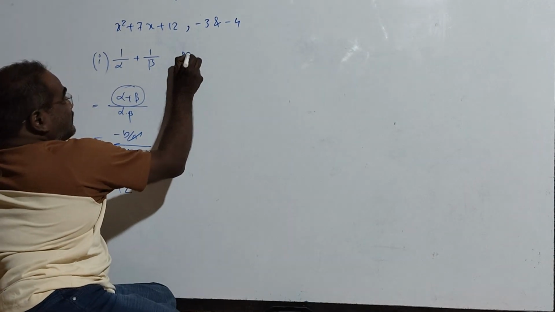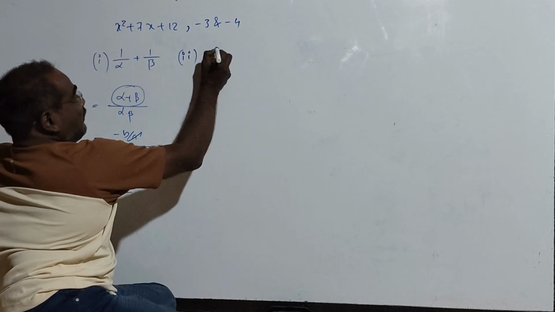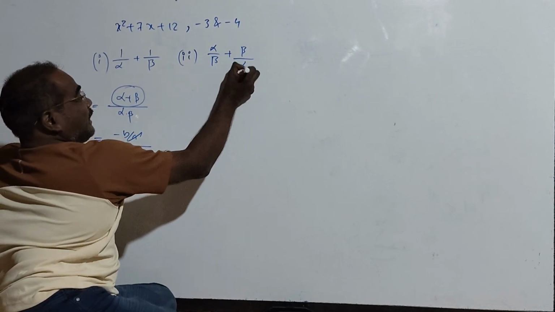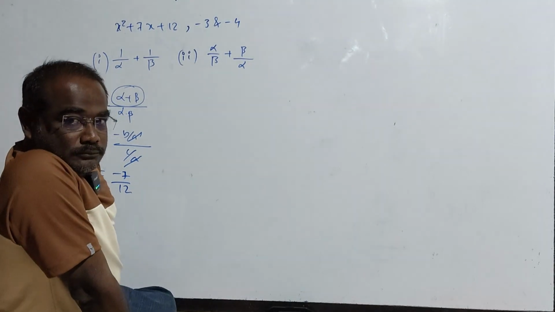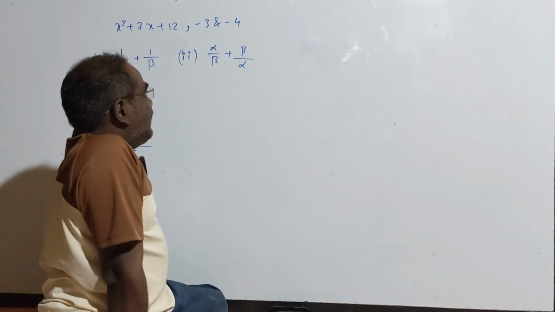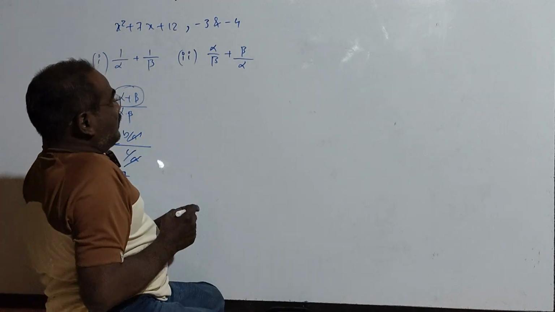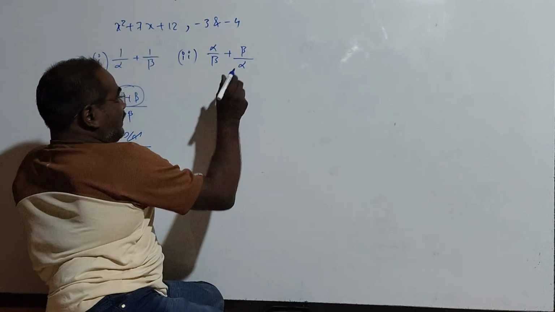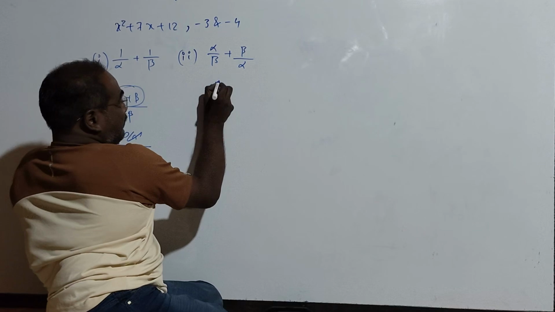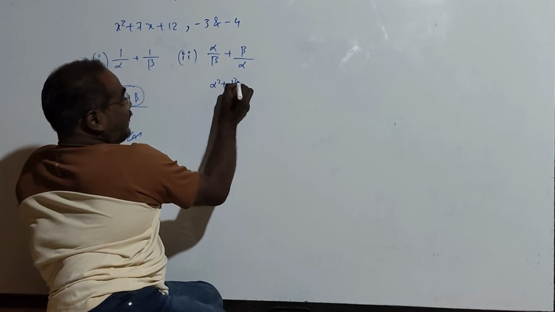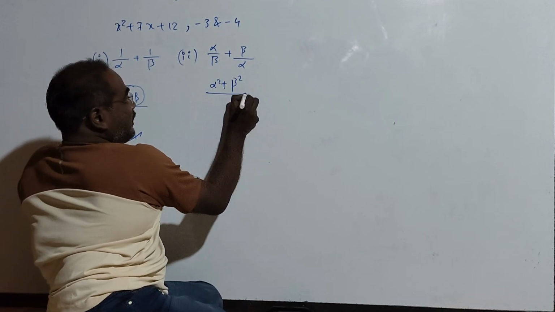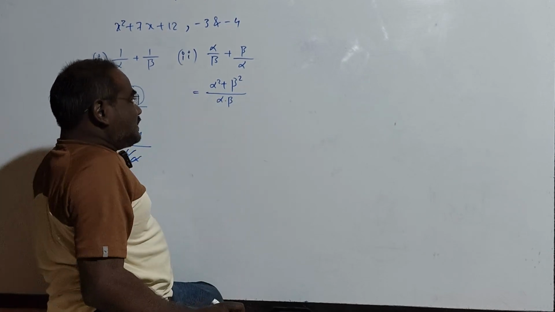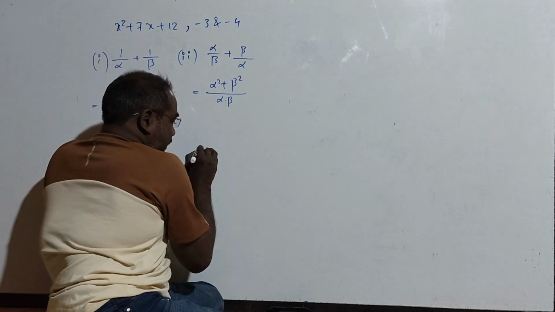One more problem. The second type of problem: he will ask alpha by beta plus beta by alpha. You need to evaluate this. Again easy. You make a cross multiplication: alpha into alpha becomes alpha square, plus beta into beta becomes beta square, divided by alpha into beta. See, alpha square plus beta square.